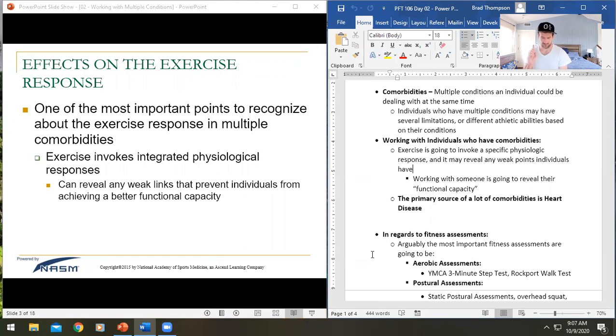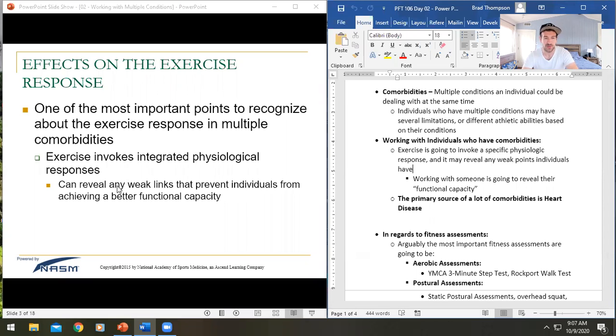And so because of that, you're definitely going to see weak links show up more easily, right? So it's going to really reveal any weak links that your client has, and that's kind of a good thing, right? It's exactly what we're going for, because that'll show us what we can actively work on as their trainer.